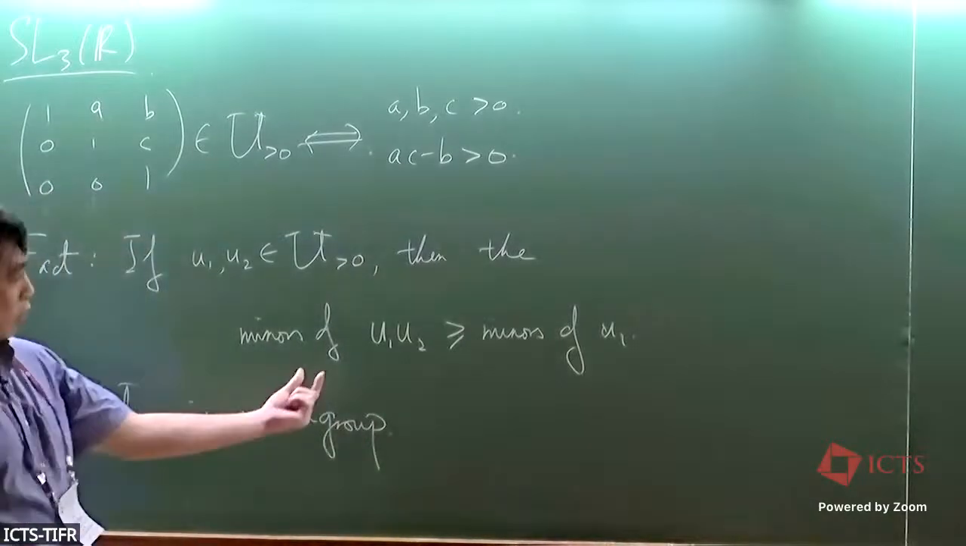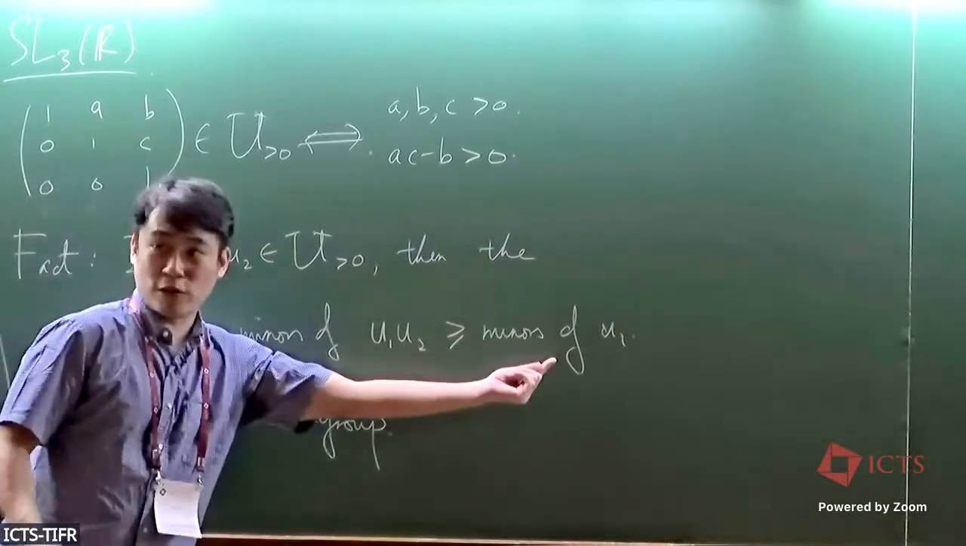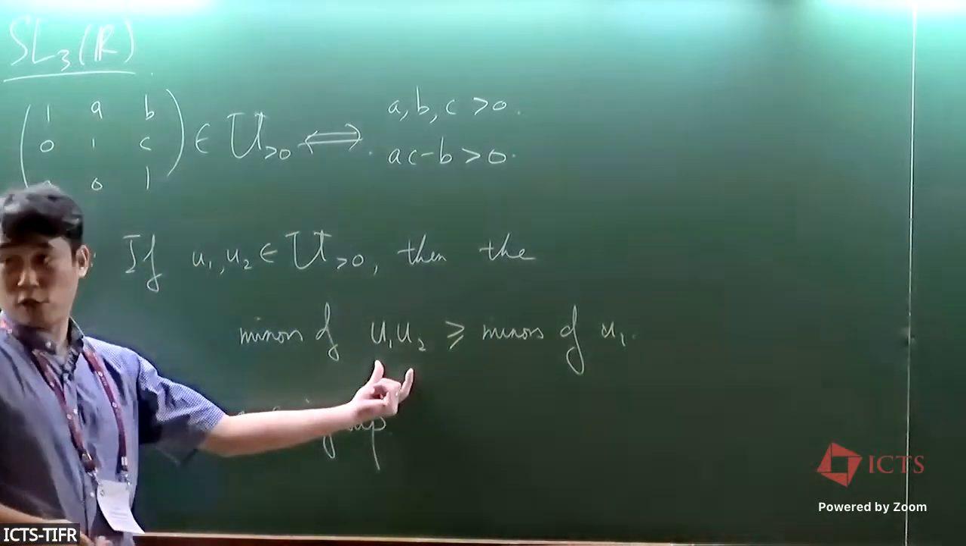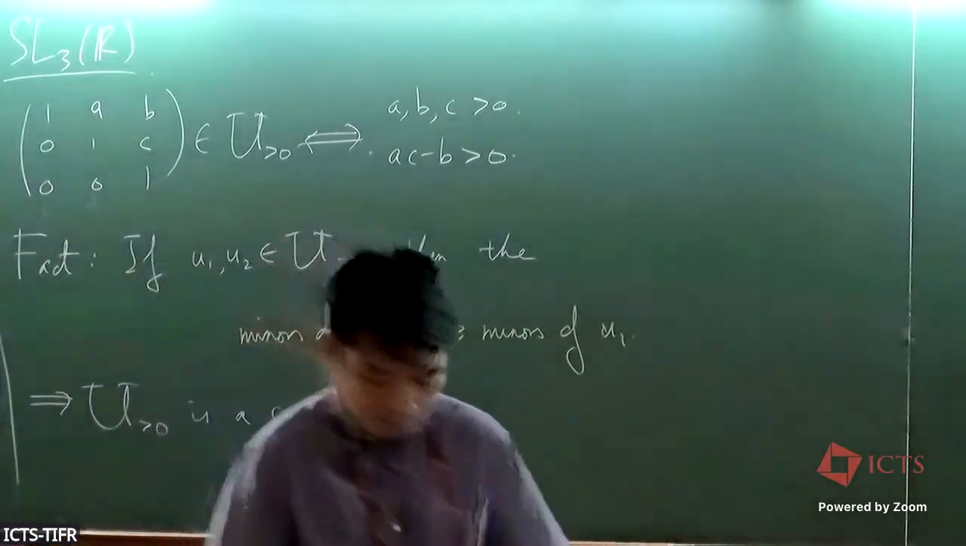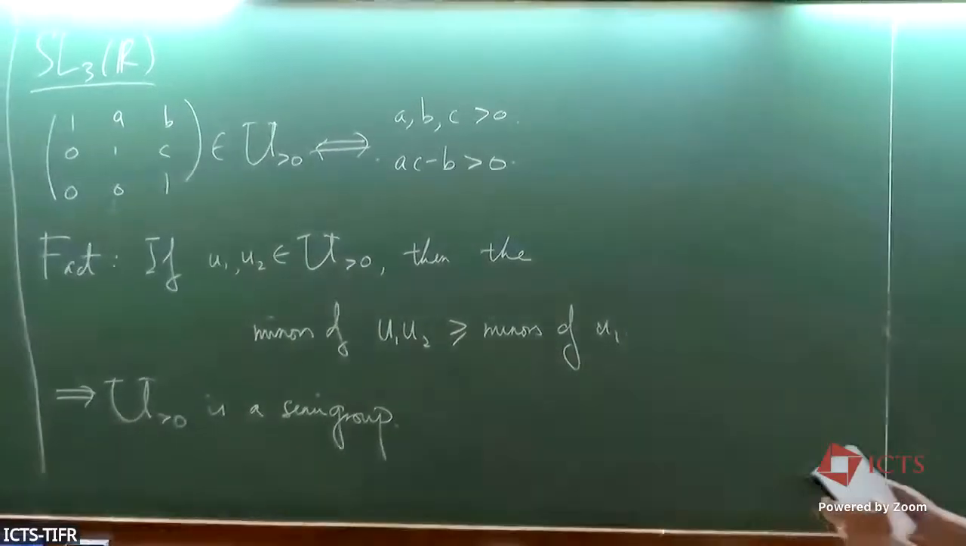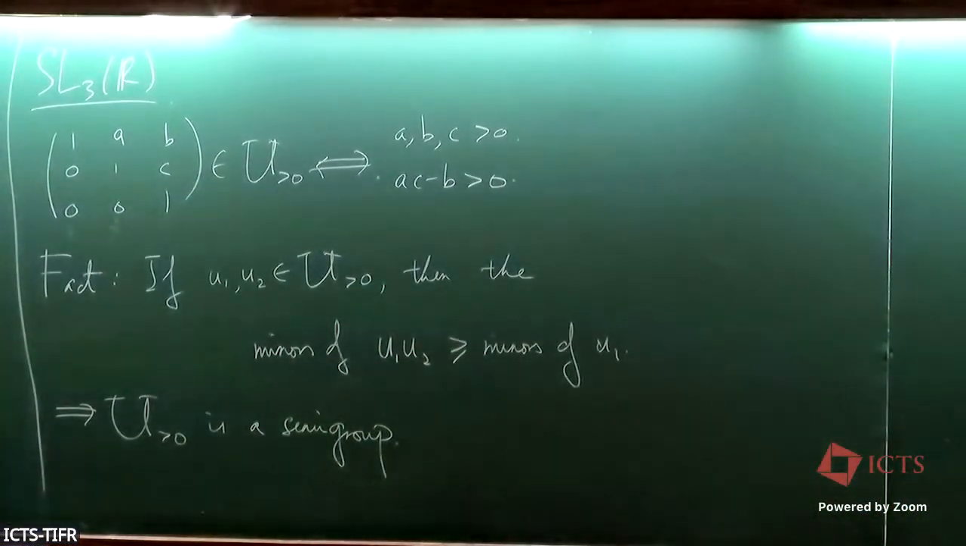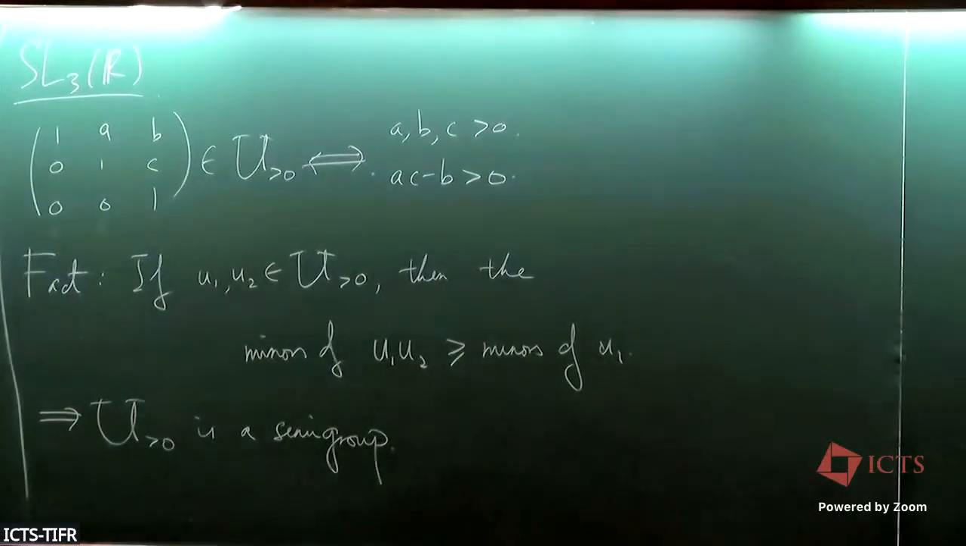Right? When you multiply, because the non-zero entries of U1 are all positive, then the same has to be true for U1, U2, okay? All right, so that's my U. Now we're going to look at the flag manifold.